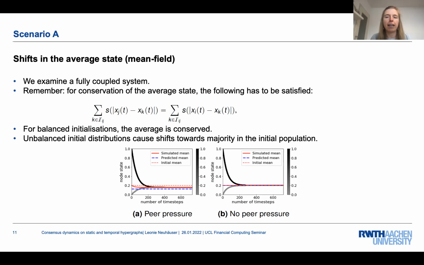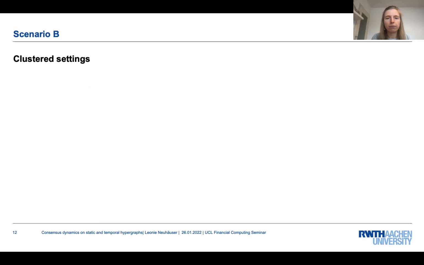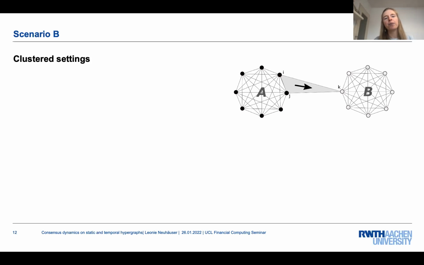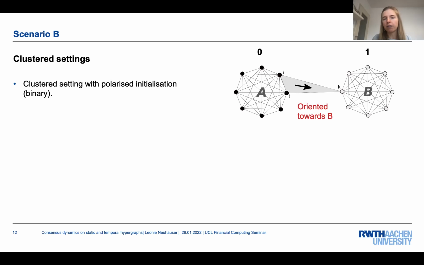So that reflects how peer pressure can cause opinion drifts in the population, which would not be present in a network setting. And the second scenario is an important scenario which will come back later. We now investigate the influence of asymmetric topologies. In particular, we look at two connected clusters that consist of the same number of nodes. One cluster is initialized with state 0 and the other one with state 1. And the clusters are connected by a set of triangles, or three edges.